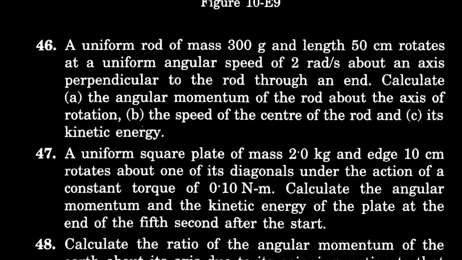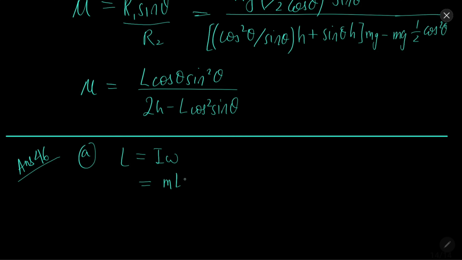Solution 46. So A part, angular momentum equals I omega. So I at the end is ml square by 3 and omega is 2. So once we put all the values, you will find 0.05 kilogram meter square per second. This will be the angular momentum.